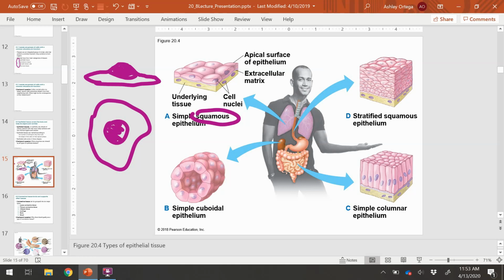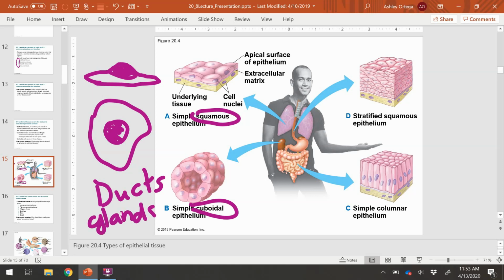Looking at the second type of cell, the cuboidal is next. Cuboidal in this example is also 1 layer, which is simple. Most cuboidal cells are going to form ducts or glands. These are round and cube shaped, and their nucleus is usually in the center.